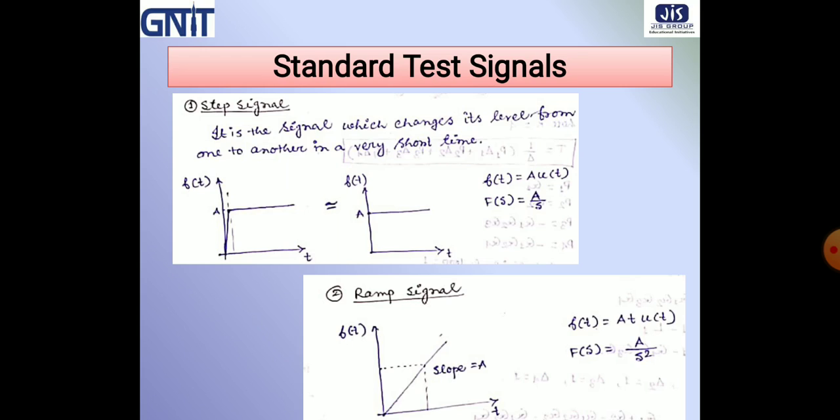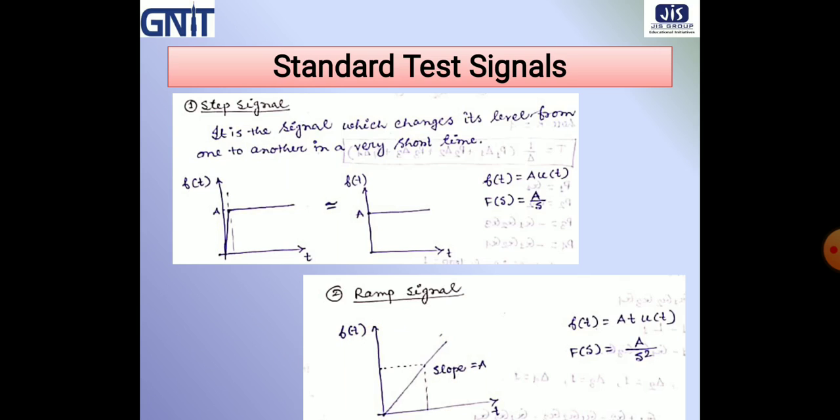Now next is the ramp signal. Let's look at the figure. This is the figure of a ramp signal, and the ramp signal is given by f(t) = A t u(t).